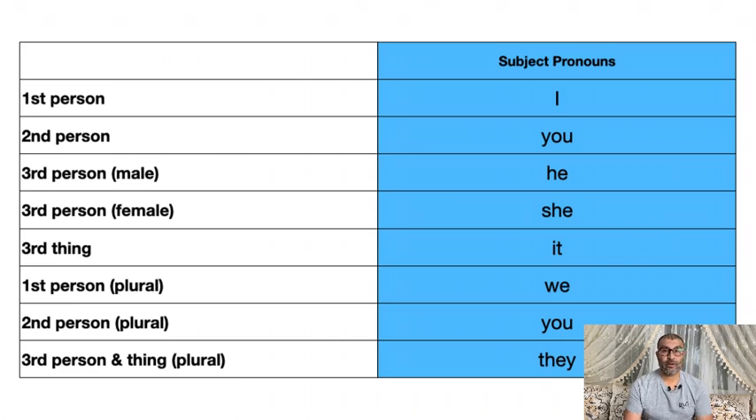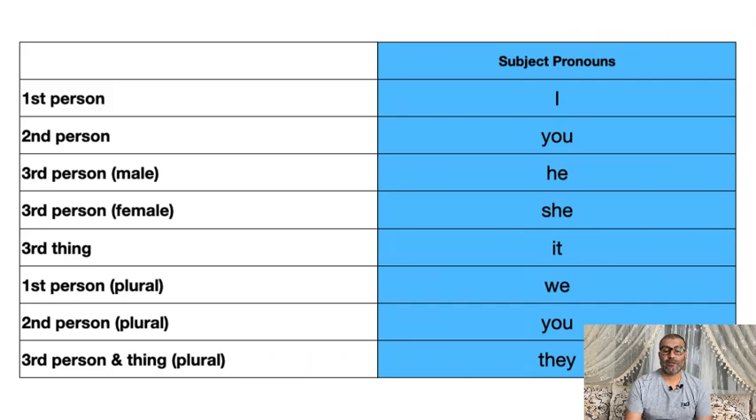First person plural, more than one, two or more, is we. Second person plural is you. And the third person, or a thing plural, two or more, is they.